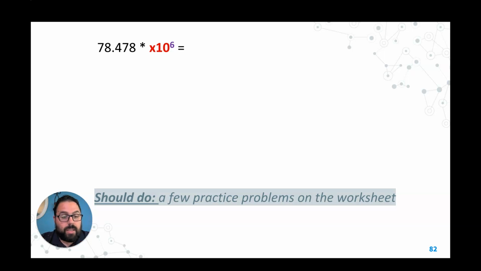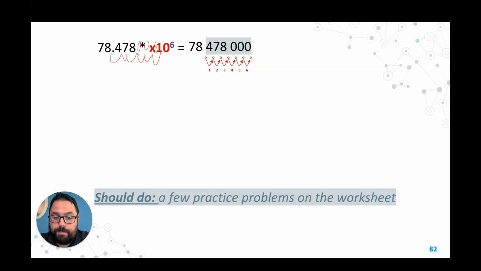So 7.478 times 10 to the 6. It's just like the one in the last problem we just talked about. So you know you're going to move it to the right, and this is why you want to do this on paper 6 times, because you would just rewrite this in a space where there was space. But we know we're going to add 3 zeros to this. So it's going to be 7,478,000.